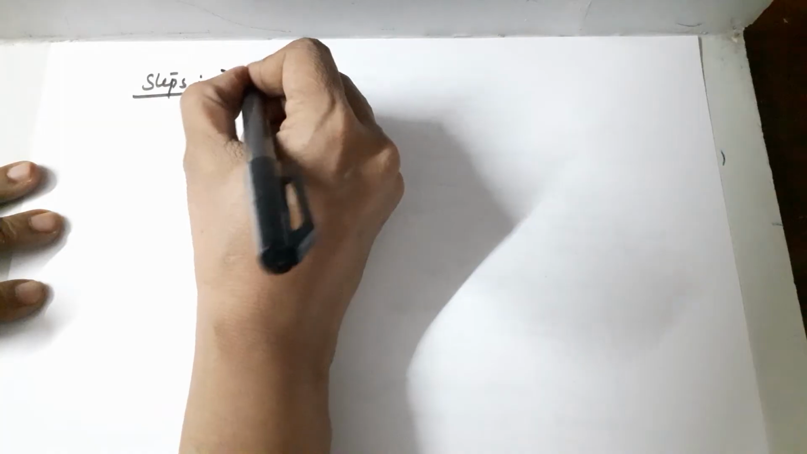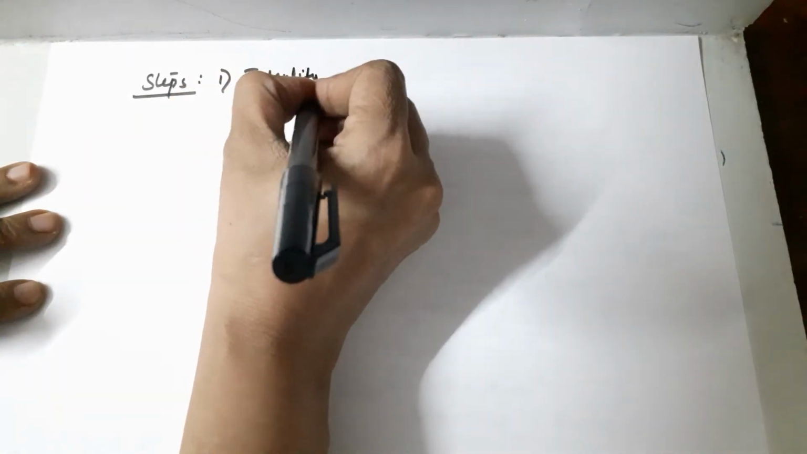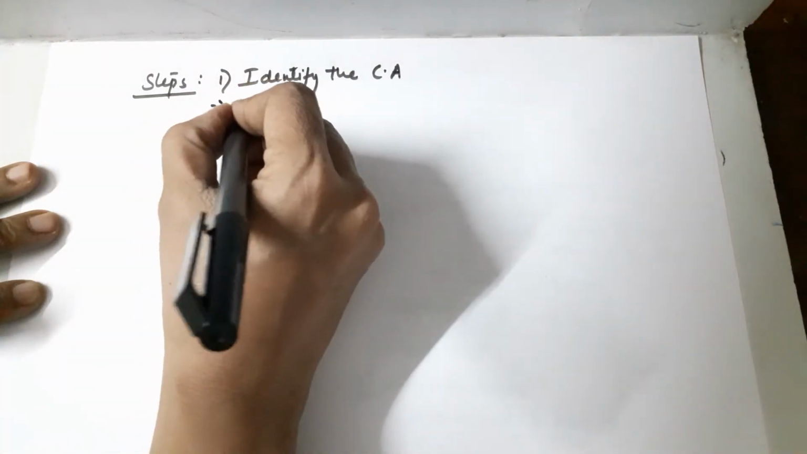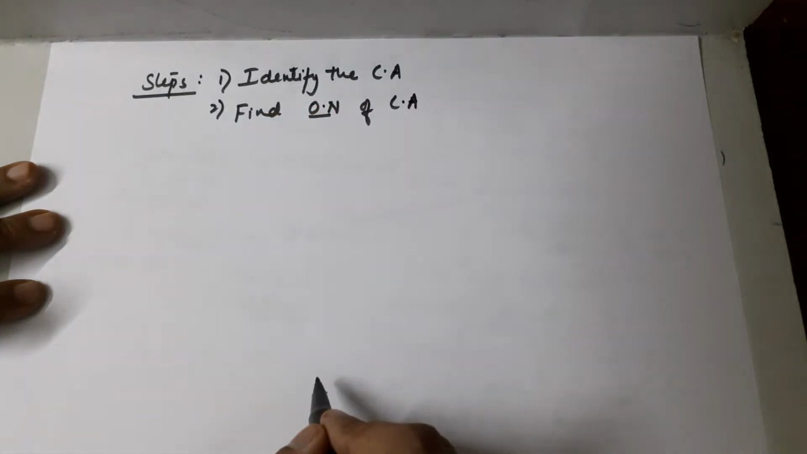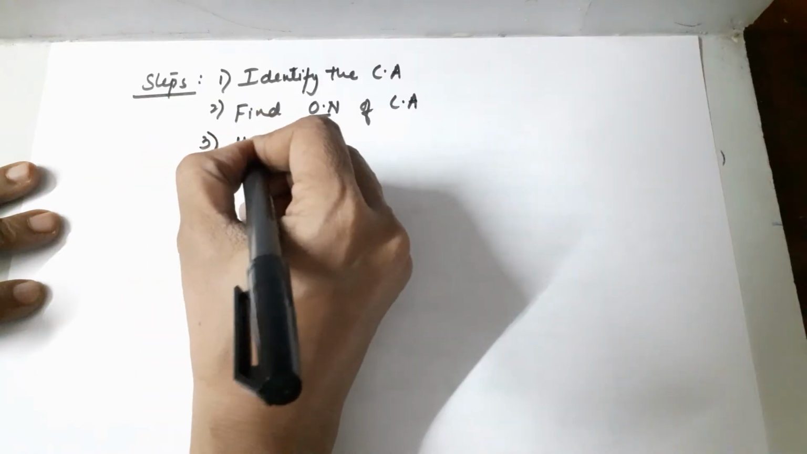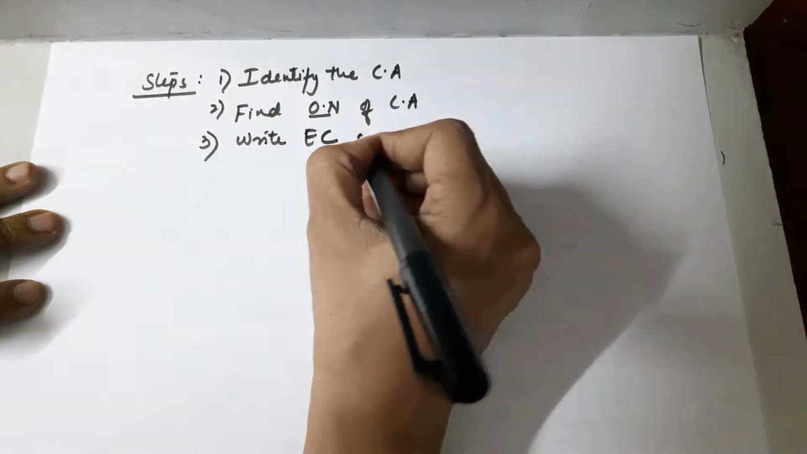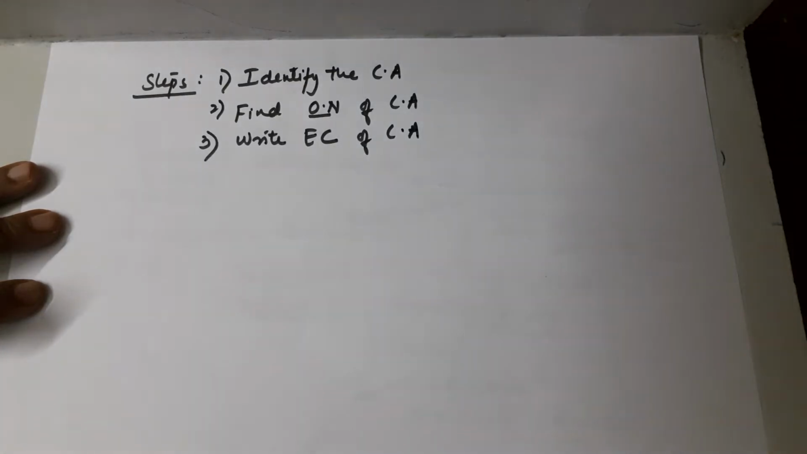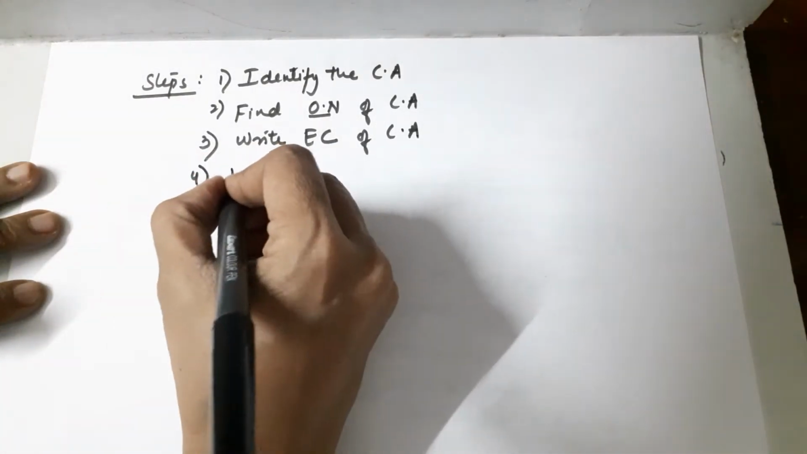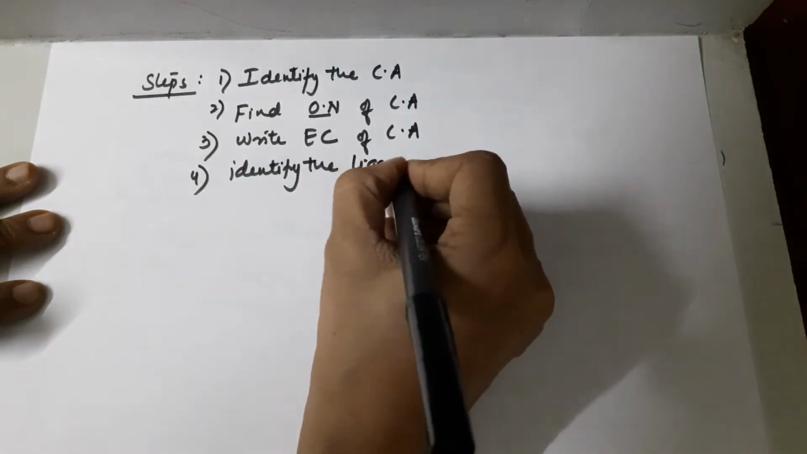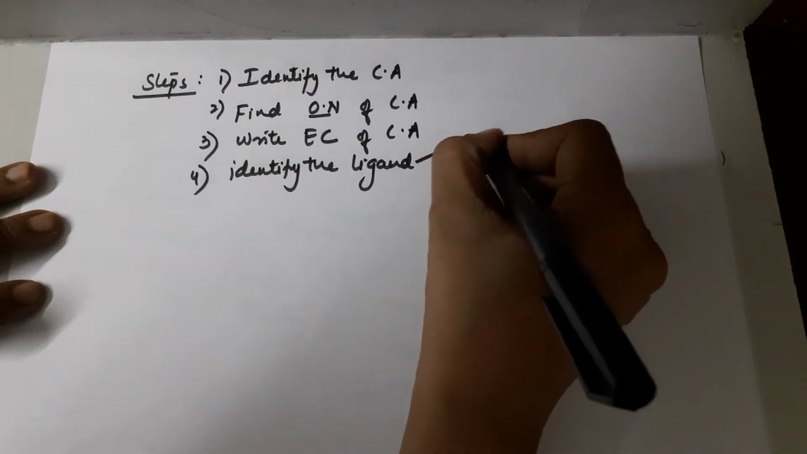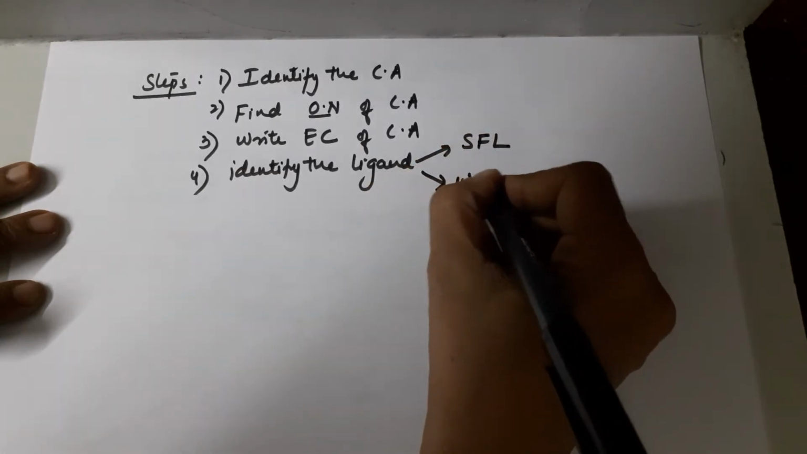The steps to do this theory, or to understand it better: step 1 is you need to identify the central atom. Second, you need to find the oxidation number of the central atom. Thirdly, you need to write the electronic configuration of the central atom. After that, you need to identify the ligand in the complex, whether it is a strong field ligand or a weak field ligand.